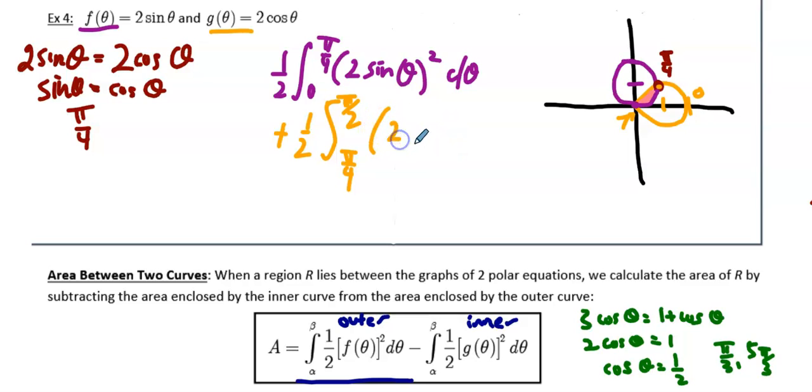And so then we're going to go ahead and just do 2 cosine of theta, quantity squared, d theta. And so this is the setup that you're going to use to solve this problem.